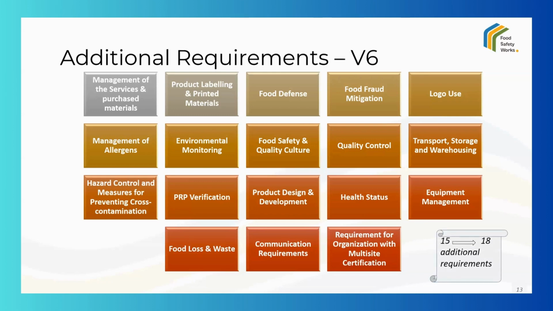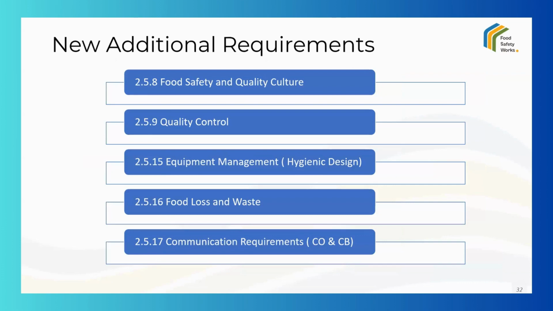So if you look at it, there were 15 requirements. Now we have 18 requirements. So multiple of them get added. Quality control, food loss and waste, and communication are three which get added as new requirements. Rest all of them were pretty much there, just the amendment has happened. They have removed a few of them. So food safety and quality culture, quality control, equipment management, food loss and waste, communication requirements: these are five which get added as new additional requirements.